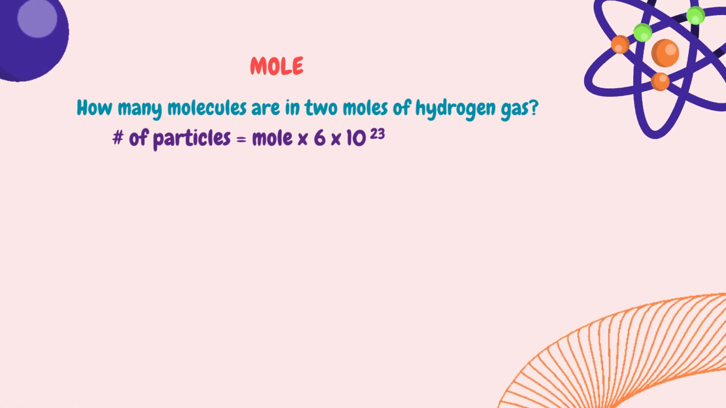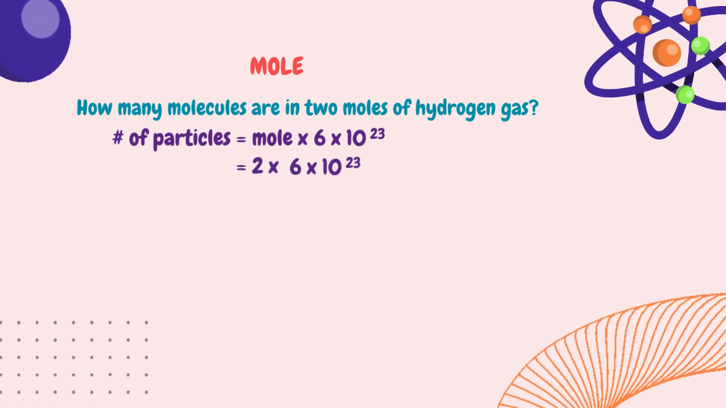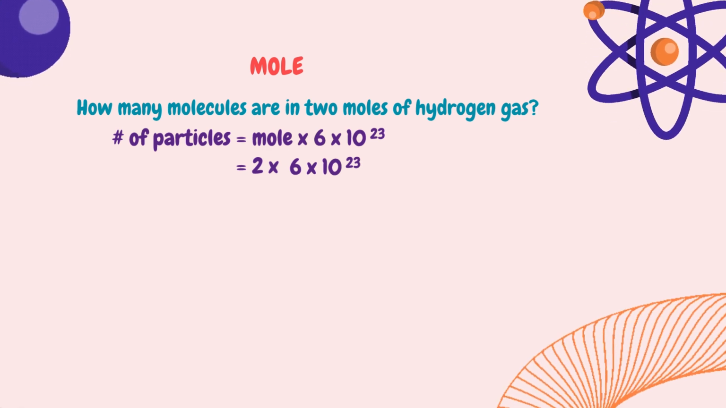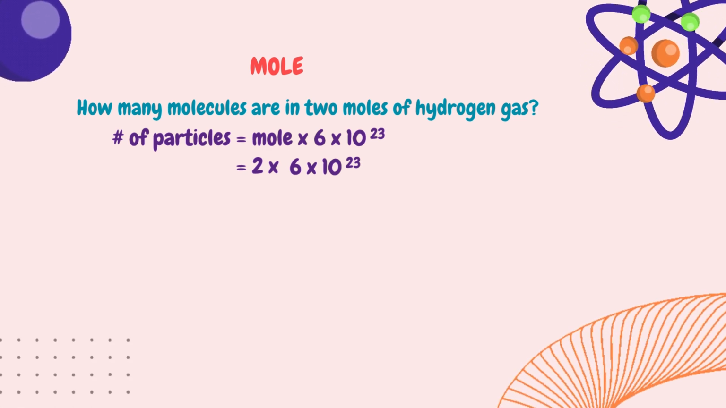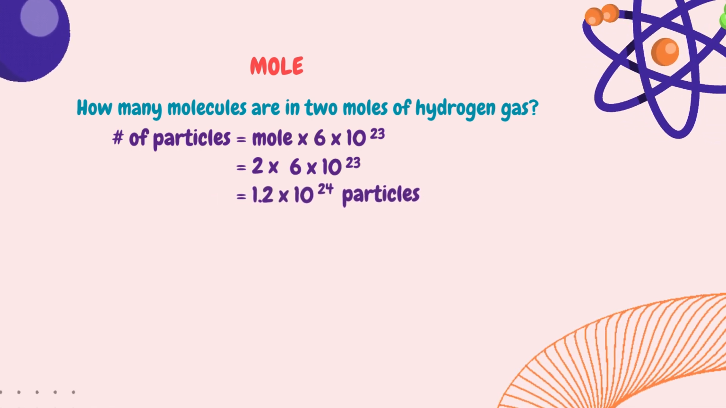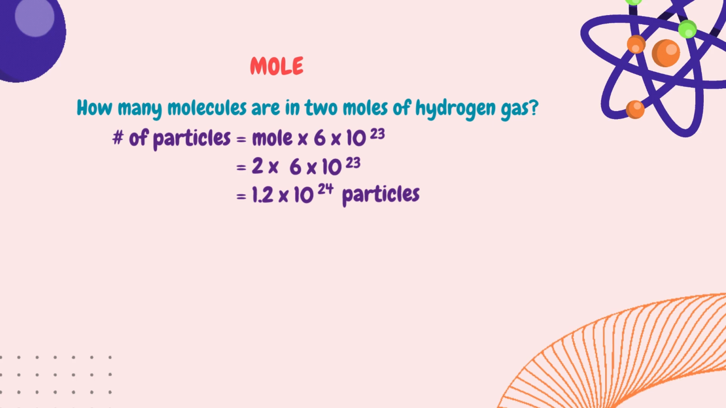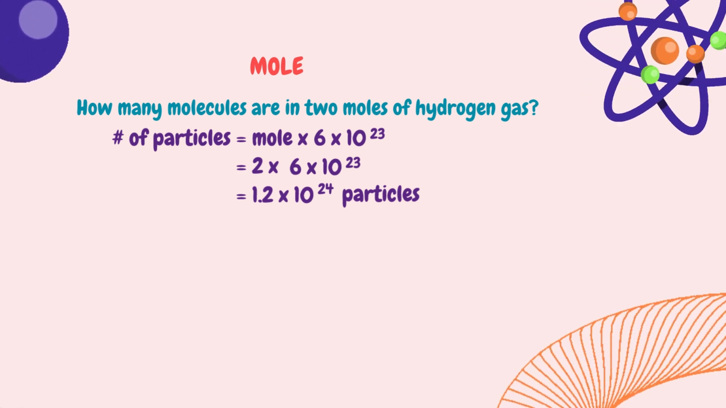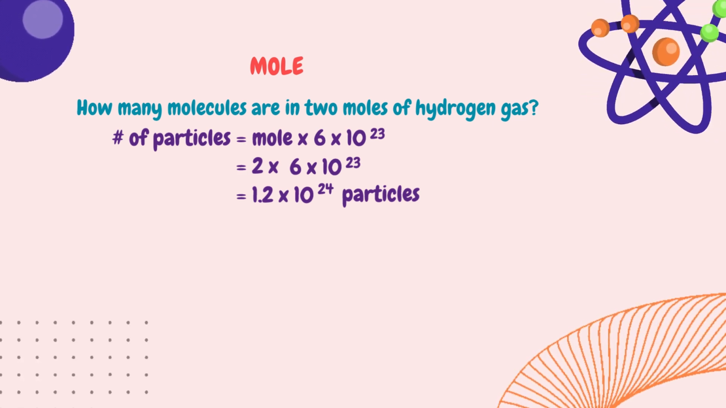The moles of hydrogen given is 2 times 6 times 10 to the power 23. 2 times 6 times 10 to the power 23 gives 1.2 times 10 to the power 24 particles. Therefore, 2 moles of hydrogen gas contain 1.2 times 10 to the power 24 molecules.